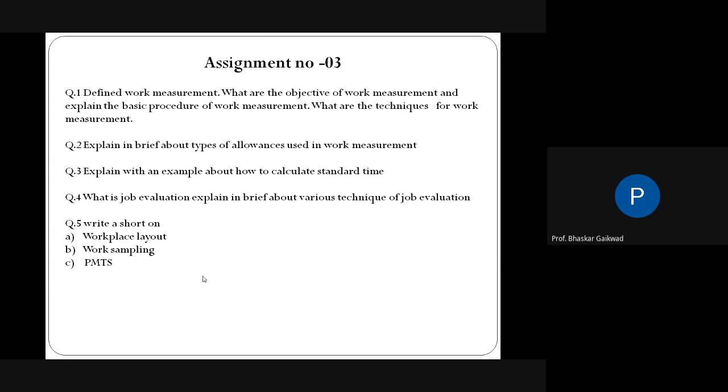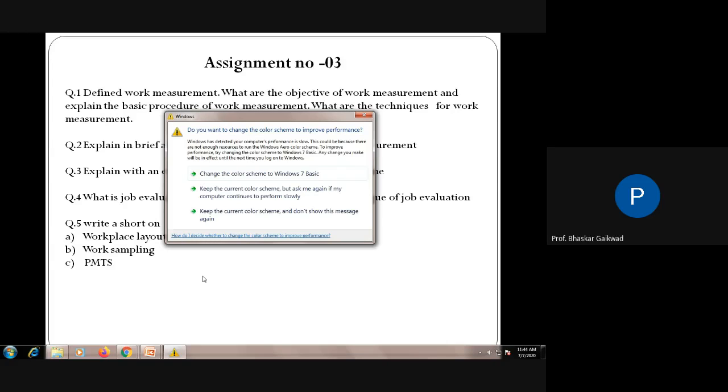So assignment number 3, first question: define work measurement. Again, the same thing is there. What are the objectives of work measurement? Very simple thing: ultimately reduce the cost, production, productivity. Explain the basic procedure for work measurement. What is the basic procedure? Select the job, observe the job, reduce the time. So many things are there that we can see. What are the techniques for work measurement? So many techniques, four, five techniques are there. Which is the efficient technique for a given job, that also you have to decide. This is related to question number 1.